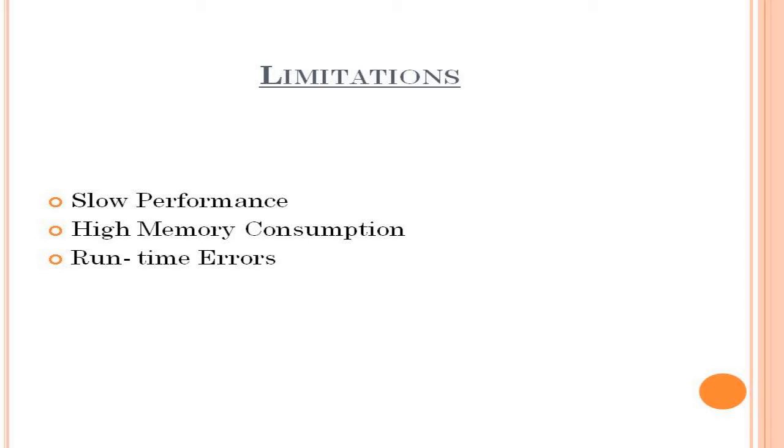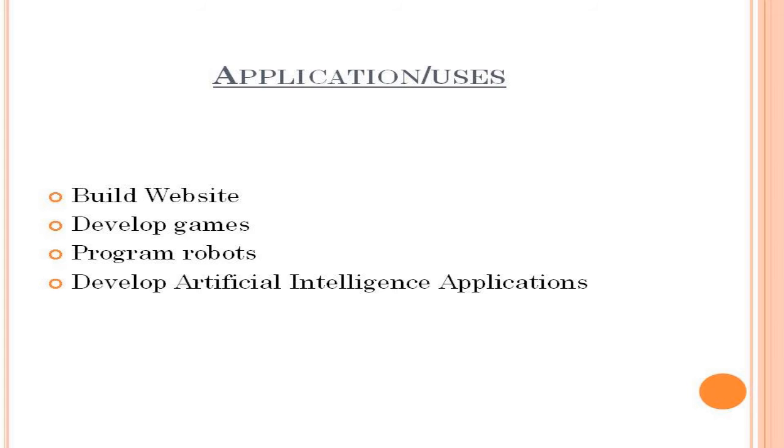Now there are a few limitations of Python. The first one is slow performance, the second one is that the consumption of memory is quite high, and then there are runtime errors, because as I already told you, it is using an interpreter. So the results or the errors which are generated are shown once you run the program. Yeah, these are the three limitations of the language.